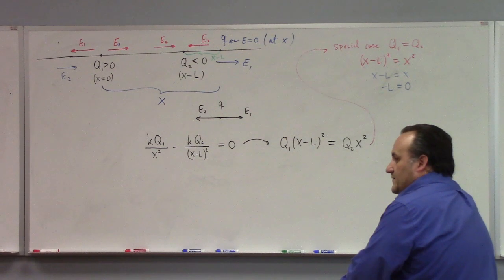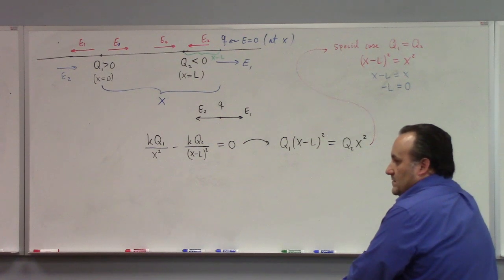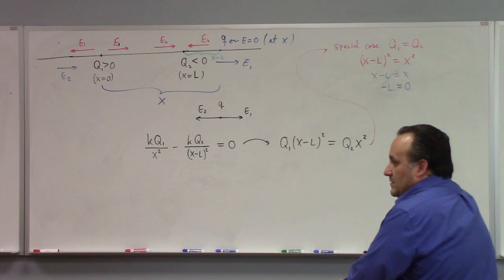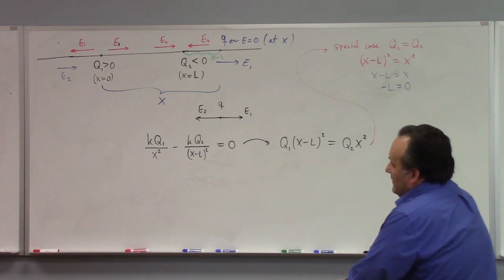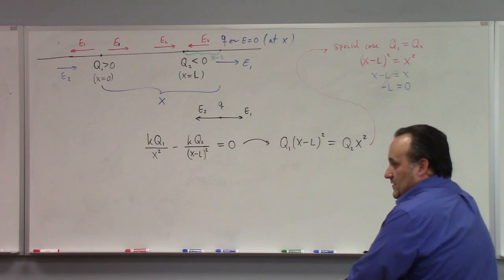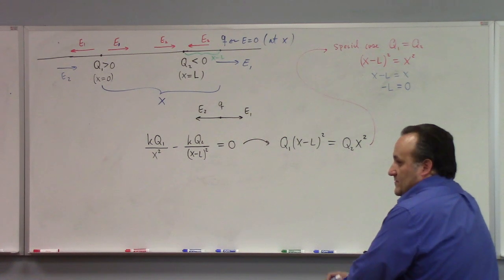Which, if you think about it for a second, makes a lot of sense, because there is no solution to this problem. If their charges are equal, there's no way you can get a balancing, because the left charge is further away than the right charge. If they have equal magnitude, they can't balance out because the left electric field is smaller than the right electric field, because that charge is closer.